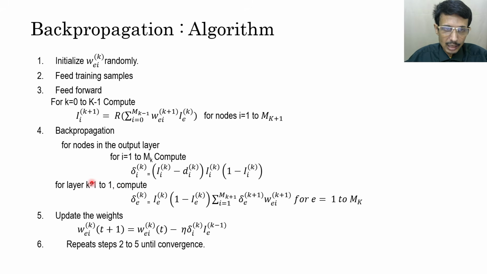But for non-output layers, it becomes this. We have not shown the detailed mathematical formulation for that, but it comes from the chain rule that we have discussed earlier. Now we update the weights using this formula and we repeat step 5. So this is our backpropagation as a whole.